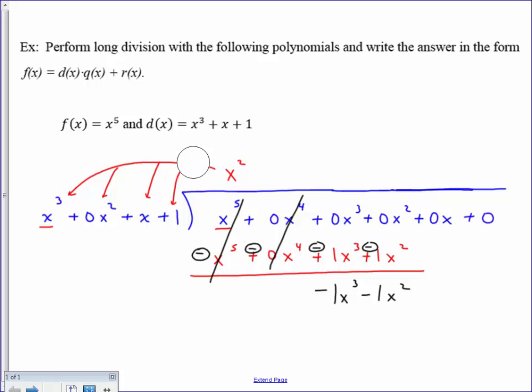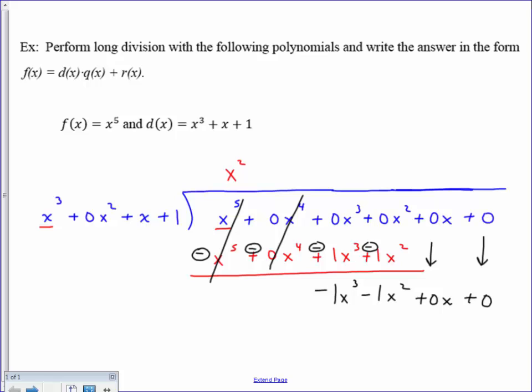From here, I'm going to go back and erase my scratch work from that first term in the quotient. Notice that my divisor has 4 terms in it. That means that the value that I'm trying to go into here must also have 4 terms. So that means I need to drop down the 0x as well as the 0.